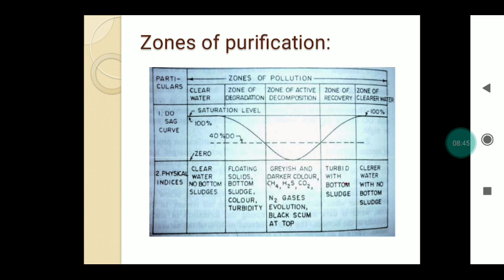The next zone is nothing but the zone of recovery, in which the dissolved oxygen goes on rising, but the water looks turbid with bottom sludge. And in the last zone, that is the clear water zone, the dissolved oxygen goes on rising up to the saturation level, that is, 100% DO is there. Then the water looks clear, and there is no sludge formed at the bottom.